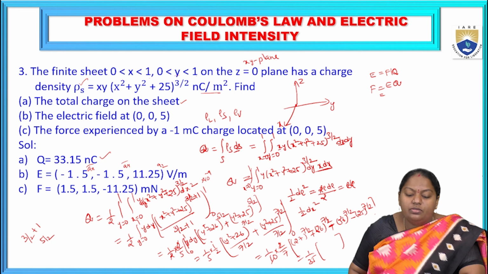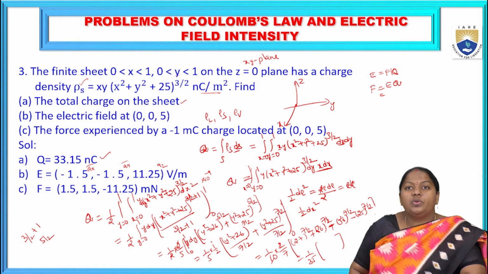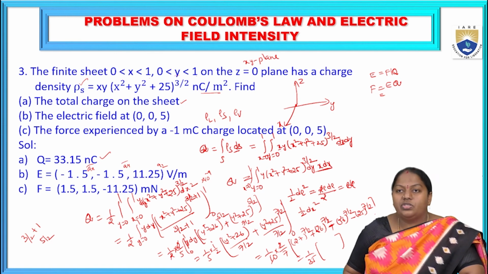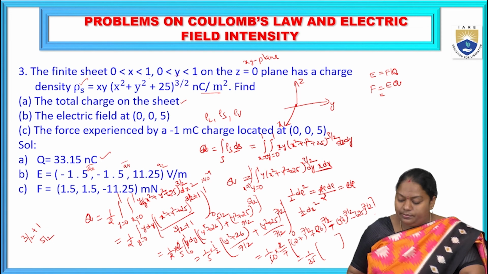For a finite sheet of charge given, this is how the total charge is to be evaluated. From that, the electric field intensity, and after that, the force which is experienced on that particular charge is to be evaluated, right? So this is the way problems on Coulomb's law and electric field intensity, and some of the applications related to this electric field intensity, are calculated.